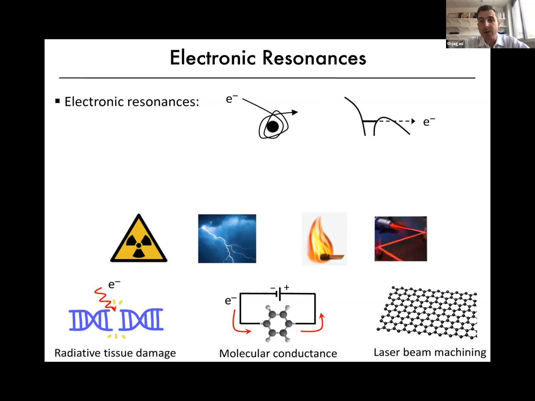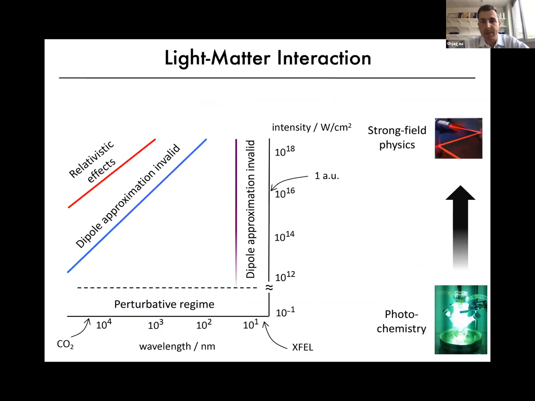Now, in the talk today, I want to concentrate on the systems depicted here on the right. So the Stark resonances, which are formed by the interaction of molecules with strong laser fields. But of course, we need to establish what strong means. And in order to do that, let's look in some more detail into light-matter interaction in general.